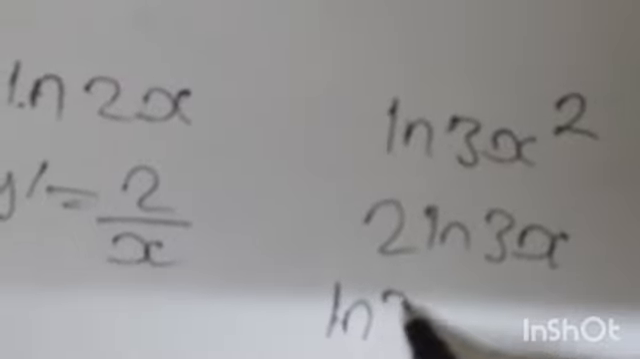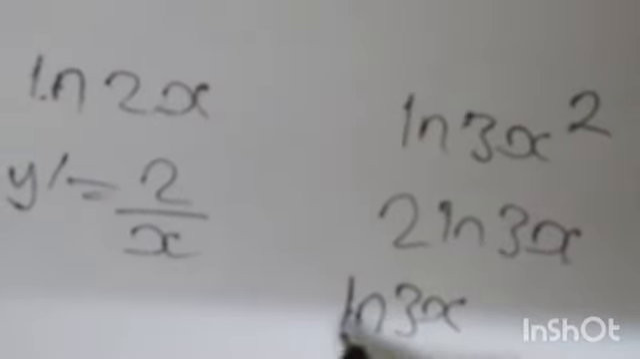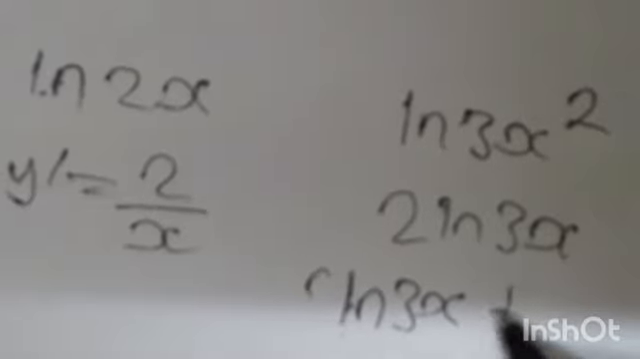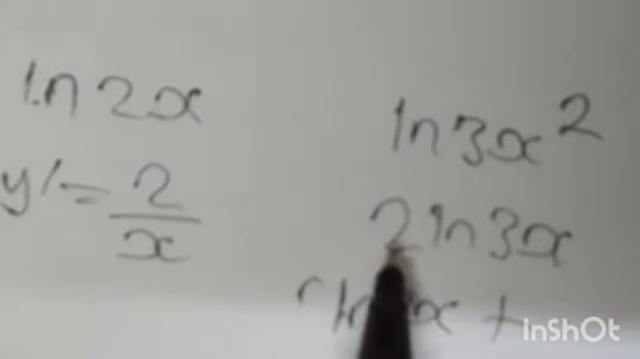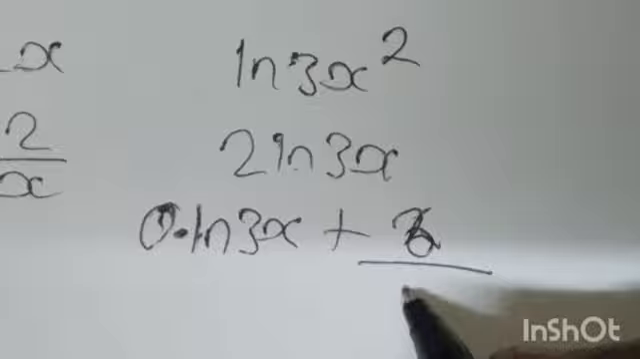You have ln 3x, so you have ln 3x plus 2. Now the derivative of 2 is 0, so here you have a 0 multiplied by this. Then the derivative of ln 3x will just give you 2 here. So it will be 6 over x. That's how you differentiate this one here.